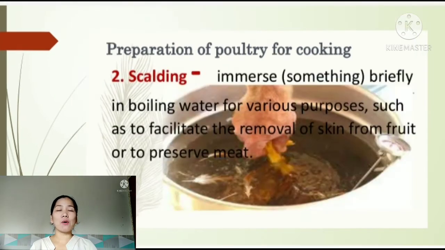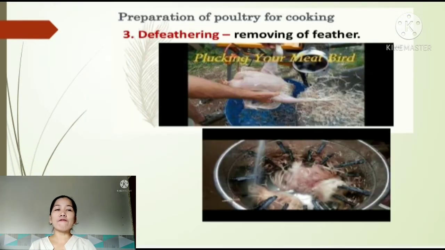The second one is yung tinatawag nating scalding. Matapos yung slaughter and bleeding, second is scalding, in which you immerse briefly in boiling water for various purposes such as to facilitate the removal of skin from fruit or to preserve meat, o yung pagtatanggal ng balahibo. Scalding, ang ginagawa natin ay ibinubuntog sa mainit na tubig. Okay, after scalding, gagawin naman yung tinatawag na defeathering, or yung pagtatanggal ng balahibo, the removing of feather.